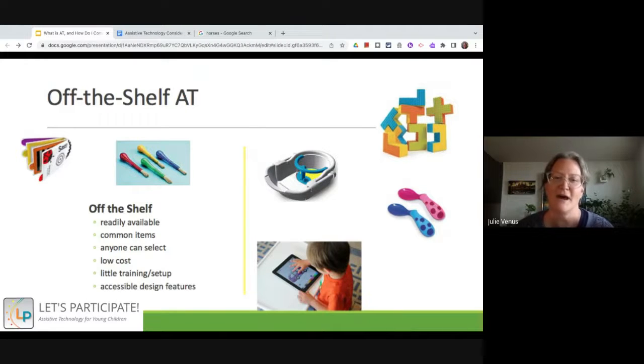There are some spoons there that have a change in the angle and a built up grip that would also support some motor function. And then you can also see an iPad there. Again, something that might be supporting some academic tasks or cause and effect, just things that can be purchased off the shelf. And then also, iPads have accessibility features that are just built in right off the shelf.